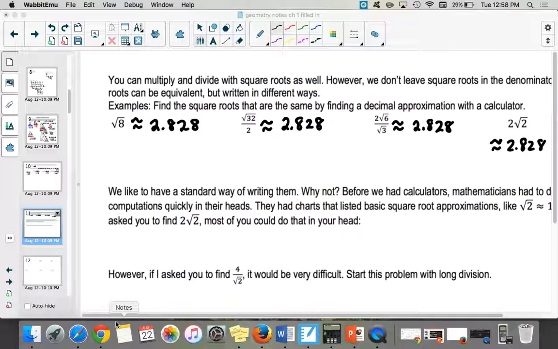So what's the most standard way of writing it? What do you think? Square root of 8, but doesn't that simplify? Didn't we just talk about simplifying square roots? Because square root of 4 goes into it. 2 root 2 would be the easiest way of writing, like the most simplified way of writing that. Okay, so we're trying to write it as 2 root 2. Yes?